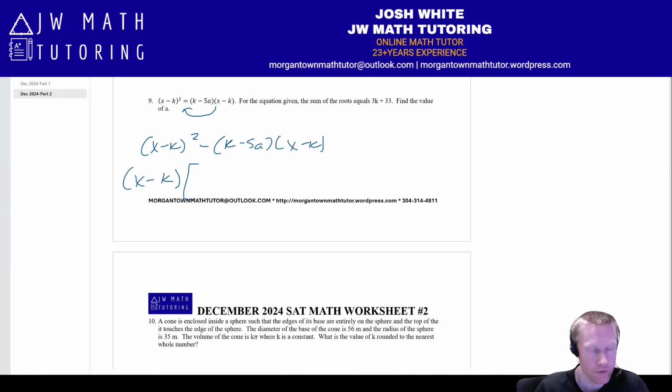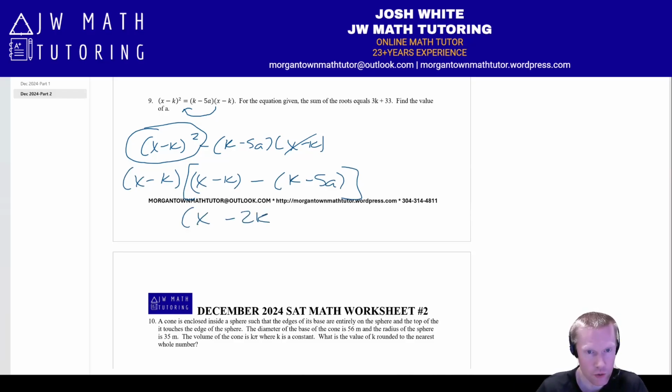So from this first term, what you're going to be left with is just x minus k. Then from the second term, this comes out, and you're going to be left with minus k minus 5a. Now you can combine these in here. So notice we have x minus 2k, negative k minus k, plus 5a. And the first thing we have, of course, is x minus k.